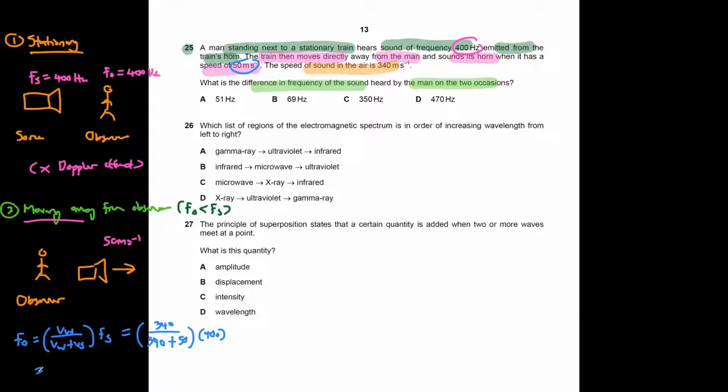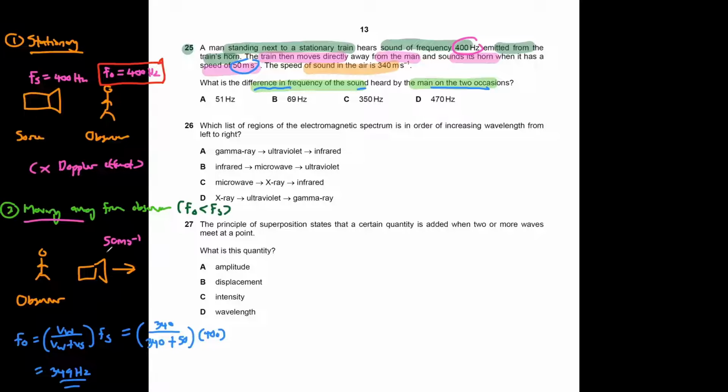Just let me see the workings here. You will eventually get your answer as 349 Hertz. Let me just write all these values out properly for you. This is 340, giving you 349 Hertz. Okay. So the question wants the difference in frequency of the sound heard by the man on the two occasions. In your case, before the train started moving, this was your observed frequency.